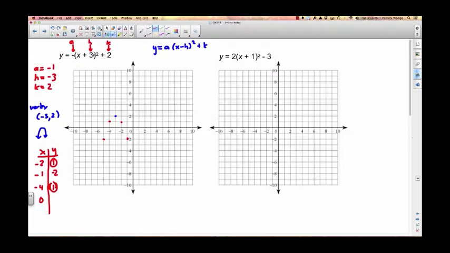0 plus 3 is 3, 3 squared is 9, negative 9 plus 2 is negative 7. So 0, negative 7, and then because of symmetry, we know this one as well. There we go. There is our downward facing parabola with vertex at negative 3, 2, and it has the same width as the mother function, and I'm sorry I drew it so poorly.